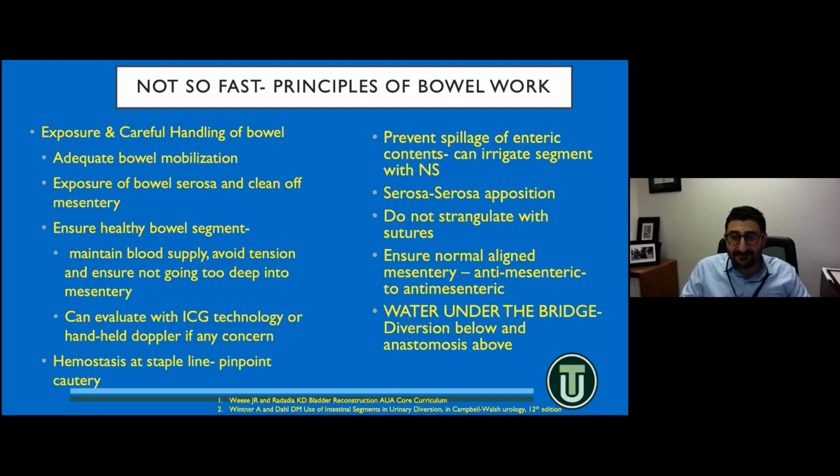And then you want to ensure that the mesentery is aligned normally, and that you have proper alignment of the anti-mesenteric to anti-mesenteric sides of the bowel. And remember, water under the bridge, meaning that the diversion segment that you're using goes below, and that the anastomosis to bring the GI tract back in continuity typically is above.